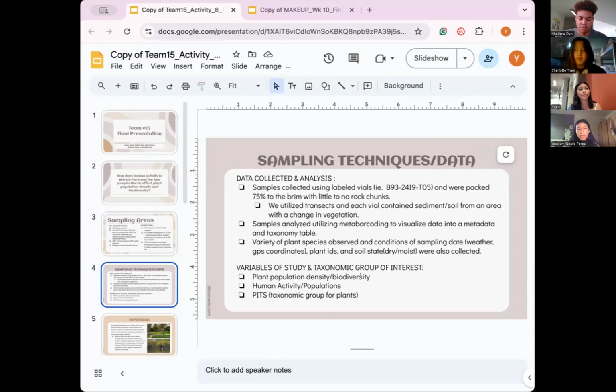And so variables of study slash taxonomic groups of interest. So we have the plant population, density, and biodiversity, human activity slash population, and the plots.